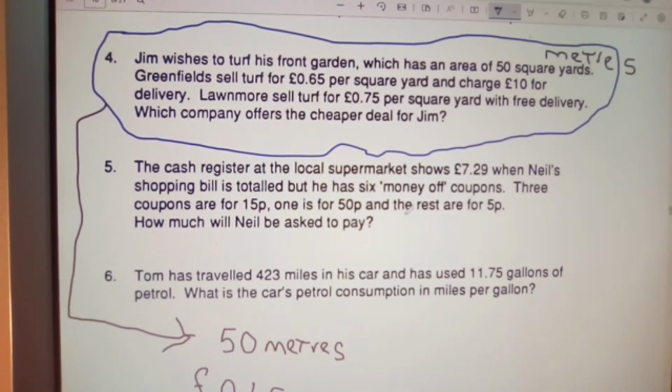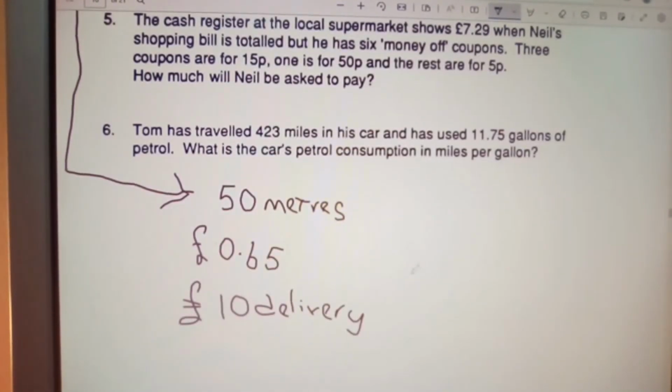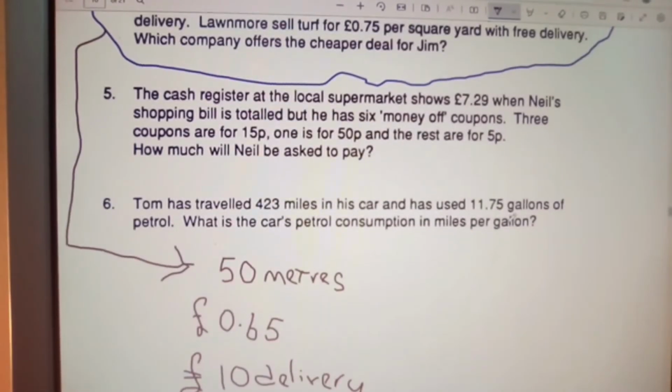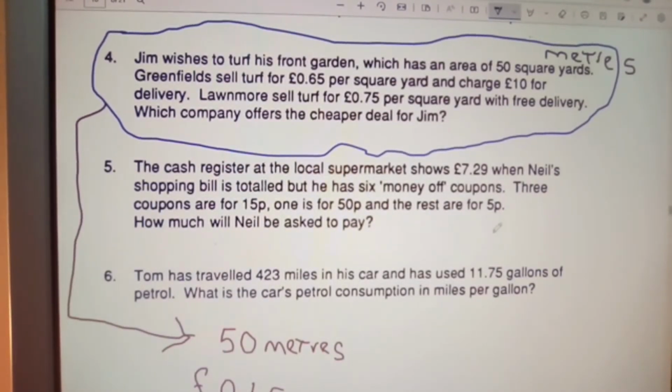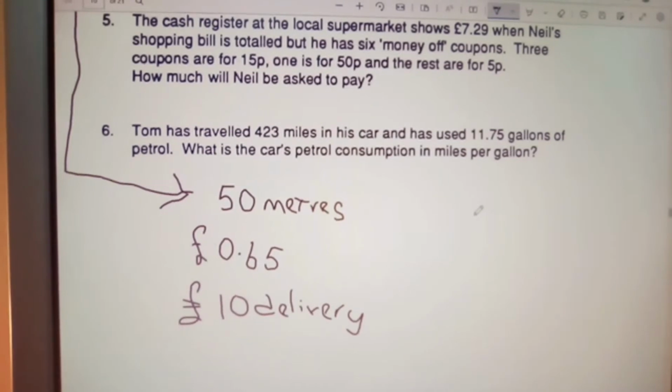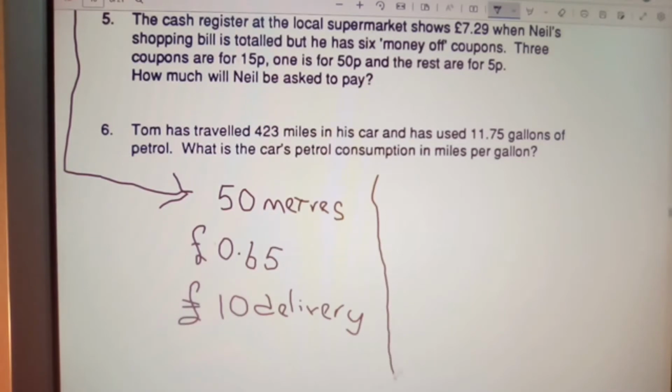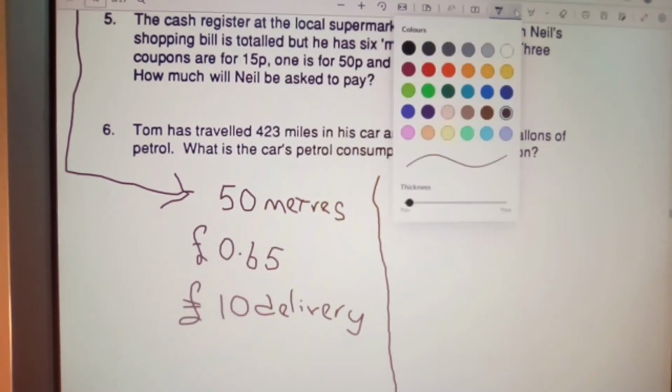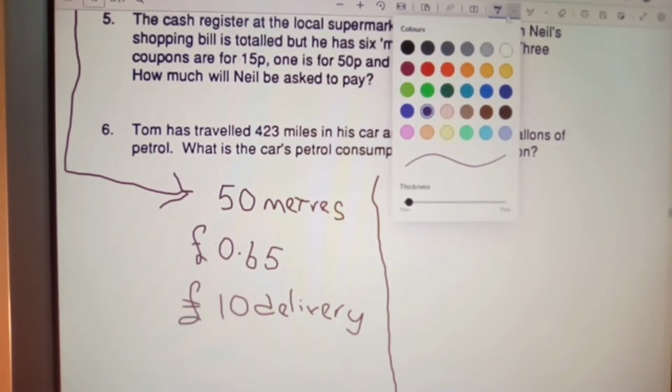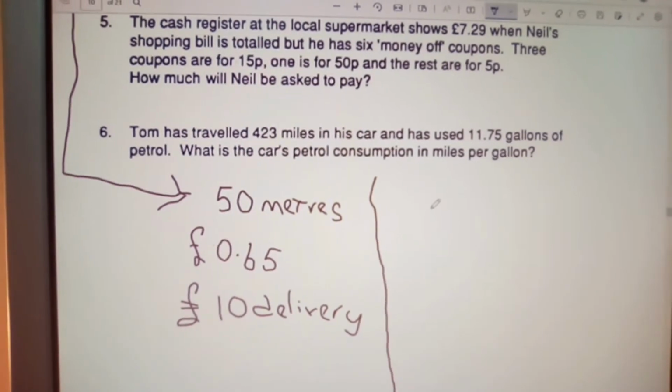Lawnmower. Now we are comparing the prices between Greenfields and lawnmower. So Greenfields has got one price, lawnmower has got another price. So we need to look at what we have. And again, we are dealing with lawnmower now. So looking at lawnmower, there again for the 50 meters. Let's draw a line down. Okay, let's get a different color pen. Okay, 50 meters.